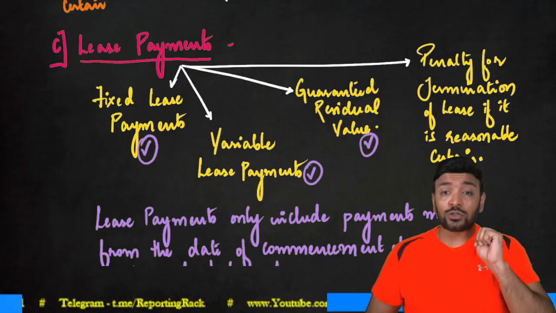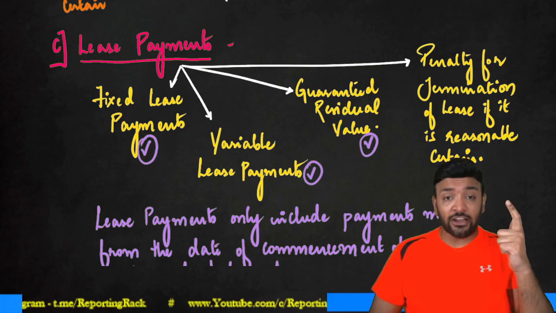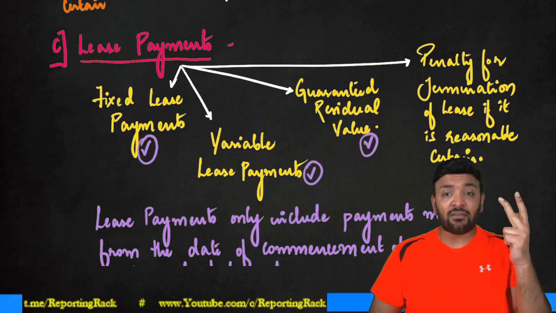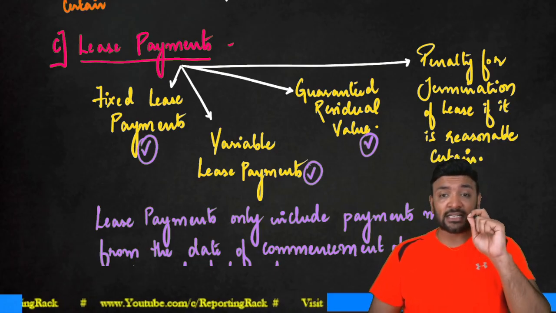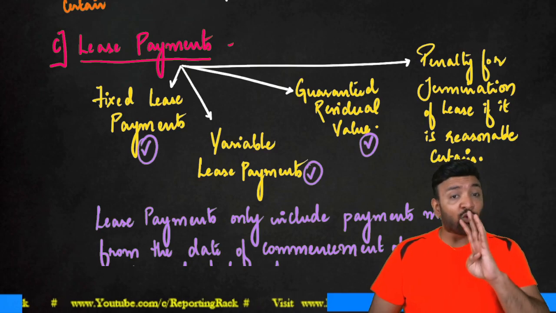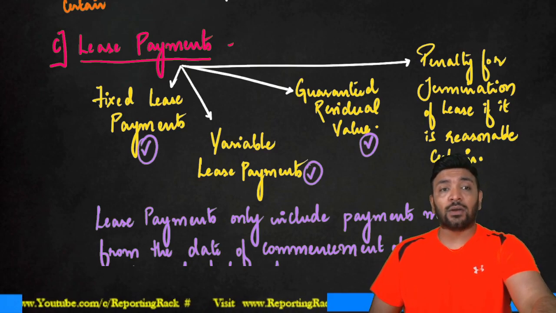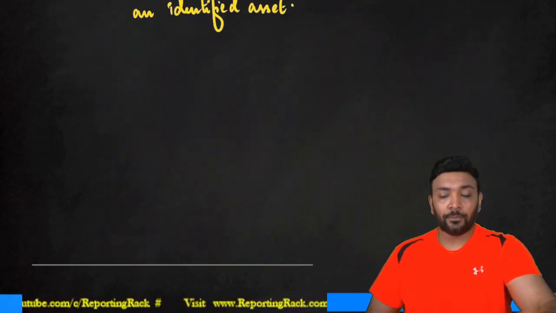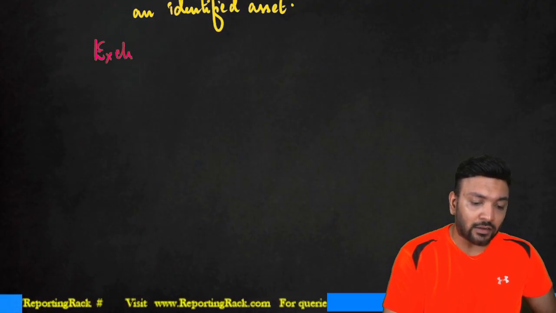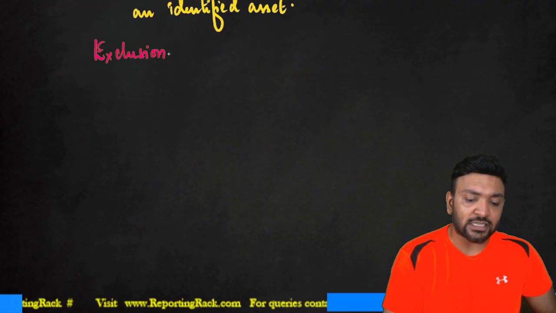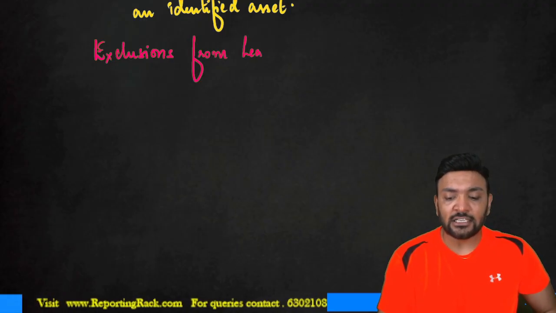We saw four inclusions in the lease rentals. One is periodic lease payments or fixed lease payments, variable lease payments, guaranteed residual value, and penalties for termination of lease if it is not reasonably certain to extend the lease. Now that we have discussed these four as our inclusions and we identified each part, let's get into the exclusions from lease payments.